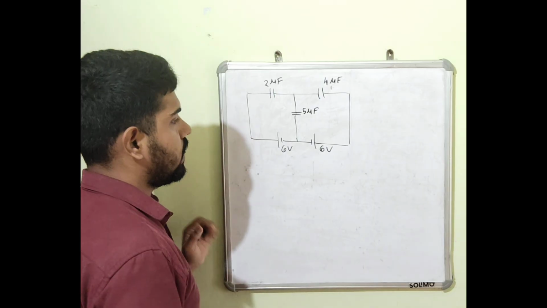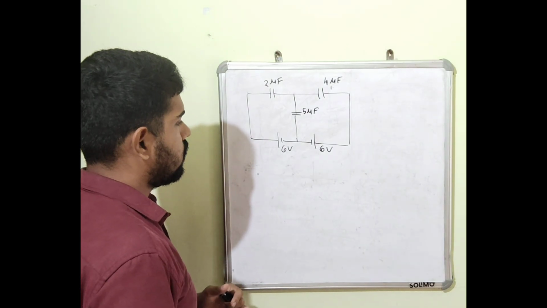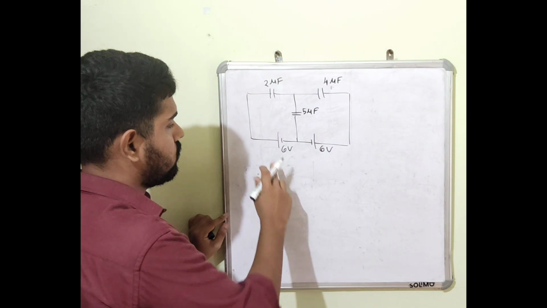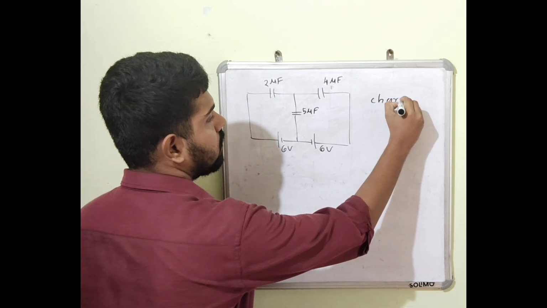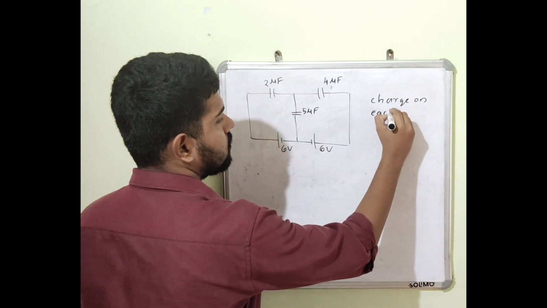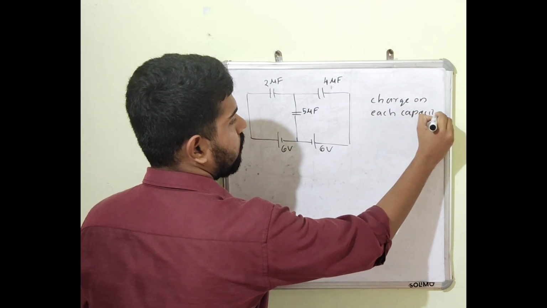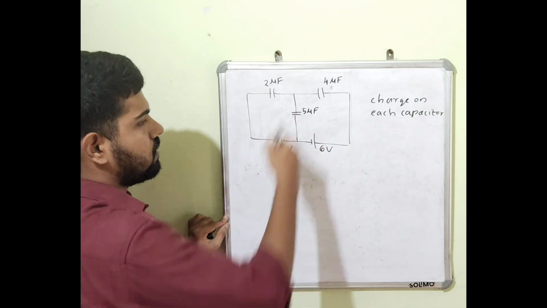So this is our next question on capacitance. Here we can see that apart from the capacitors, 2 cells are there, 6 volt, 6 volt. Here we have to find the charge on each capacitor. So 3 capacitors are there.